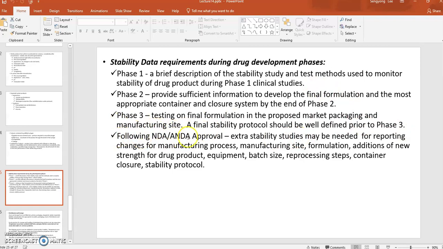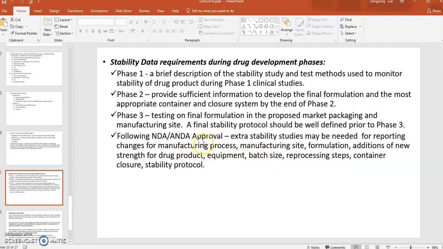And then after the approval is given, extra stability studies may be needed for reporting changes for the manufacturing processes. So after the NDA approval is given, if ideal, nothing should be changed. But if there's something that needs to be changed, extra studies should be done on that change. That's what it means. Manufacturing site, formulation, addition of new strength for drug product, equipment, batch size, reprocessing steps, container closure, stability protocol. So any change you make, they should be tested.